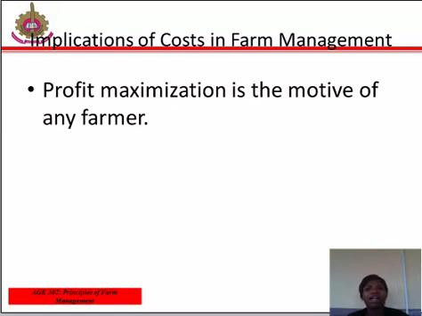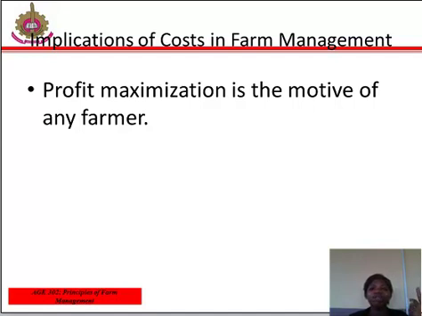Usually, profit maximization is the motive of any farmer. Therefore, profit is obtained by subtracting cost from revenue. In this case, it is important for farmers to understand the nature and the structure of production costs and how they affect the decision-making process.